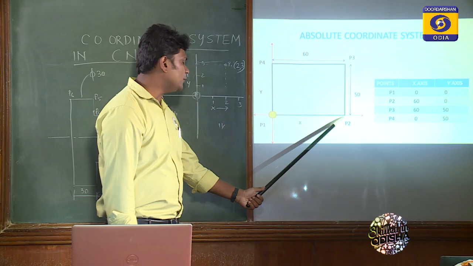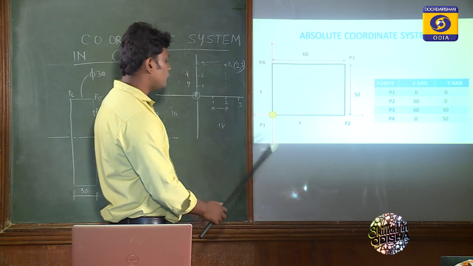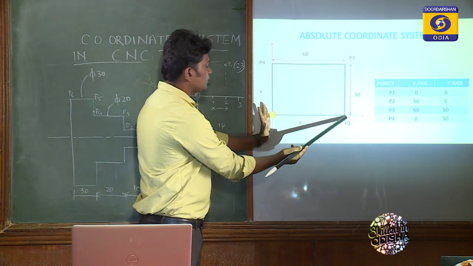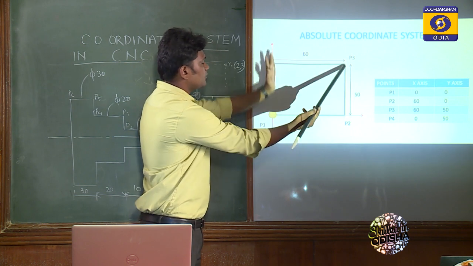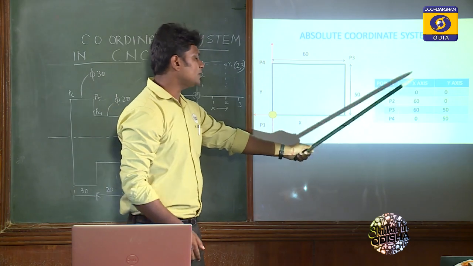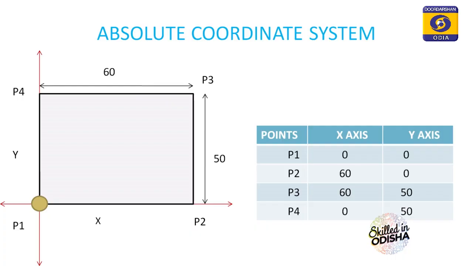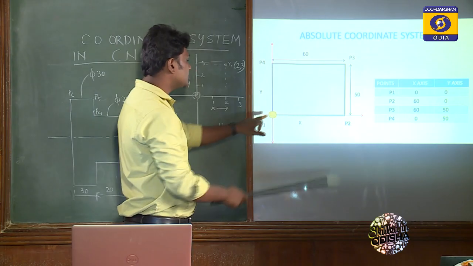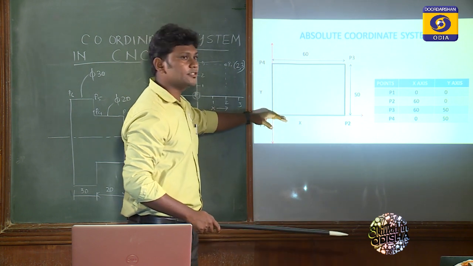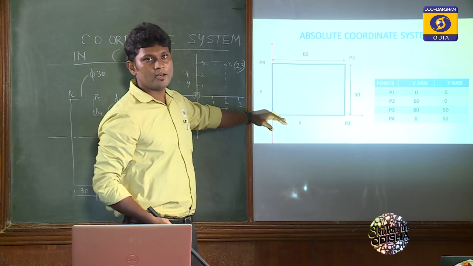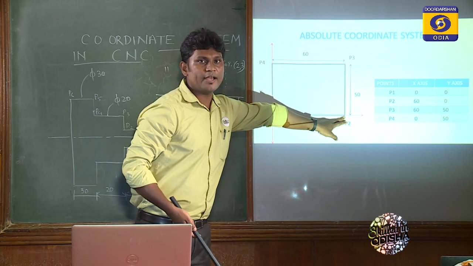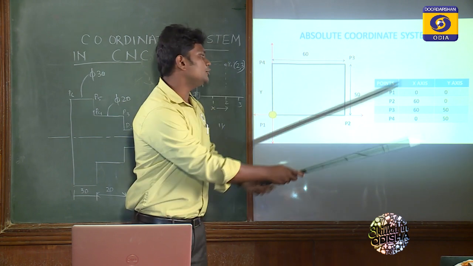Next will be the P2 value. The distance P2 lies in the x direction, this distance, is 60. So the x value will be 60. What is the y? That means, what height does this point lie above or below the origin point? This point lies at the same level as the origin, where the y value is 0. So this point also lies on the x-axis line, so the y value will be 0.